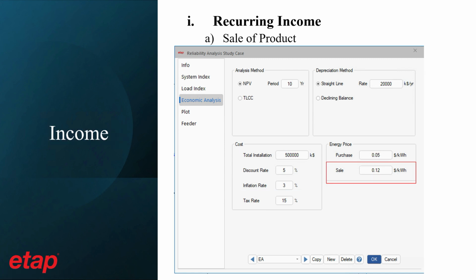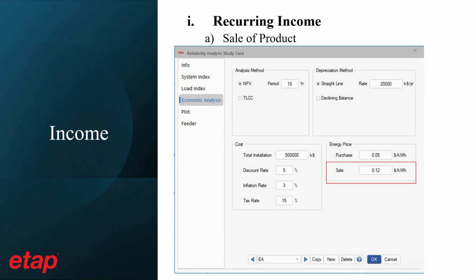So after talking about the cost, we move on to the next part to see what types of income are considered in ETAP 24. The income is generally based on the revenue that is earned from selling the products. So if you are a power generation plant, then the product that you sell is electricity, right? And then the unit for that electricity is generally dollar per kilowatt hour.